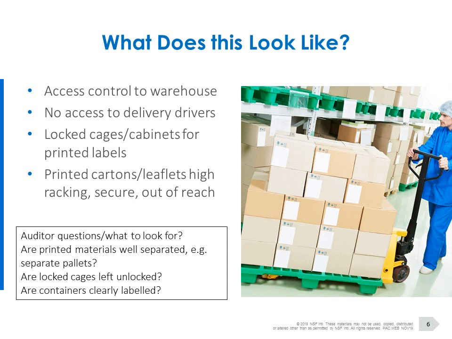So if you walk into a warehouse, what do you look for? Often I've seen in warehouses one pallet might have multiple small boxes of different items, and clearly this is not well segregated. There may be locked cages, but are they left unlocked, and can anyone walk in? And are containers clearly labelled? So what controls are there within the warehouse?